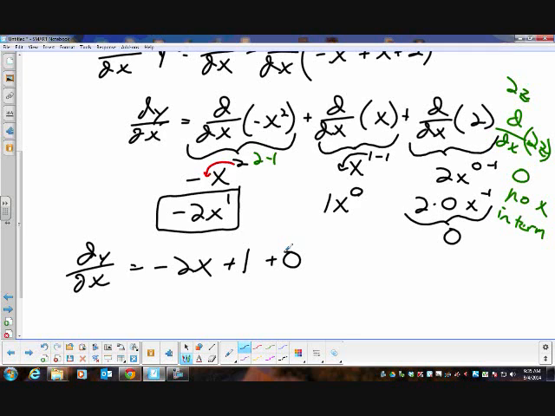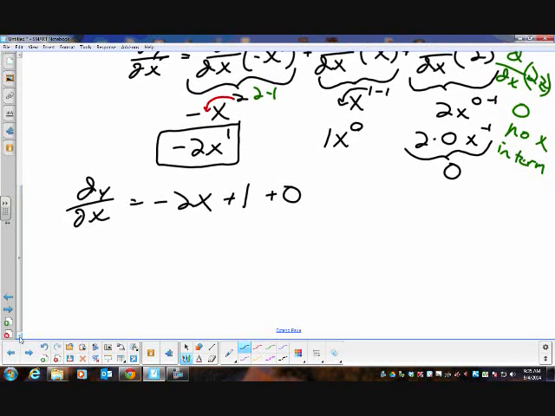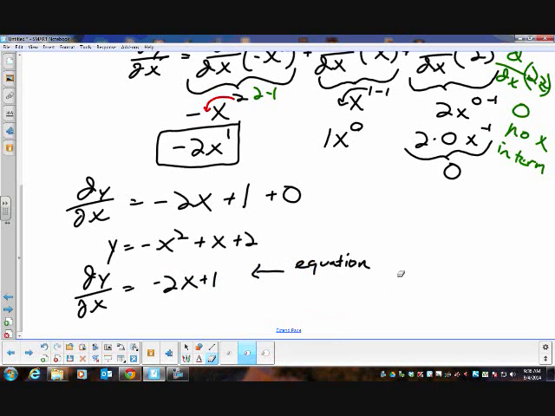So my original function, y is equal to negative x squared plus x plus 2. The derivative of this function then is negative 2x plus 1. And what this equation is, this is the equation for the slope of the curve, for the slope.